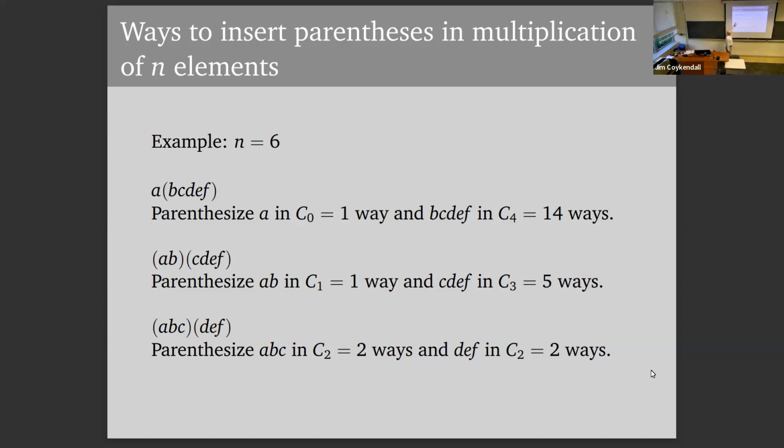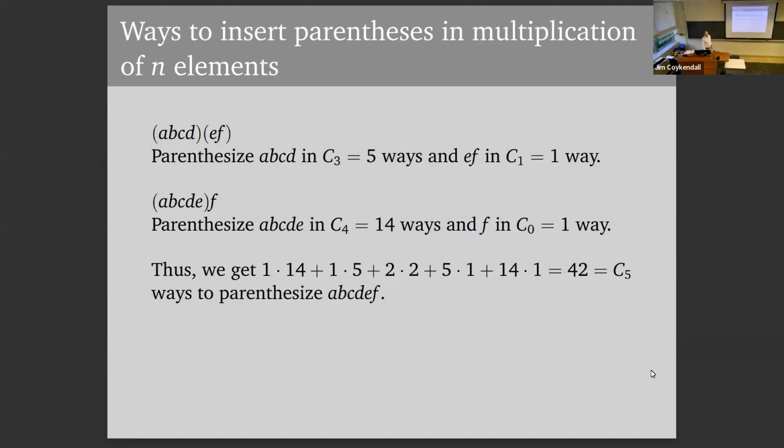If the last multiplication to be performed is this one, well, there's only 1 way to do this. But then there are 5 ways to do this multiplication. Here it's 2 and 2. This is the last multiplication to be performed. Or here, there's 5 ways to do A, B, C, D, if A, B, C, D times E, F is the last one to be performed. And then 14 and 1, you see we get exactly what's written up here.